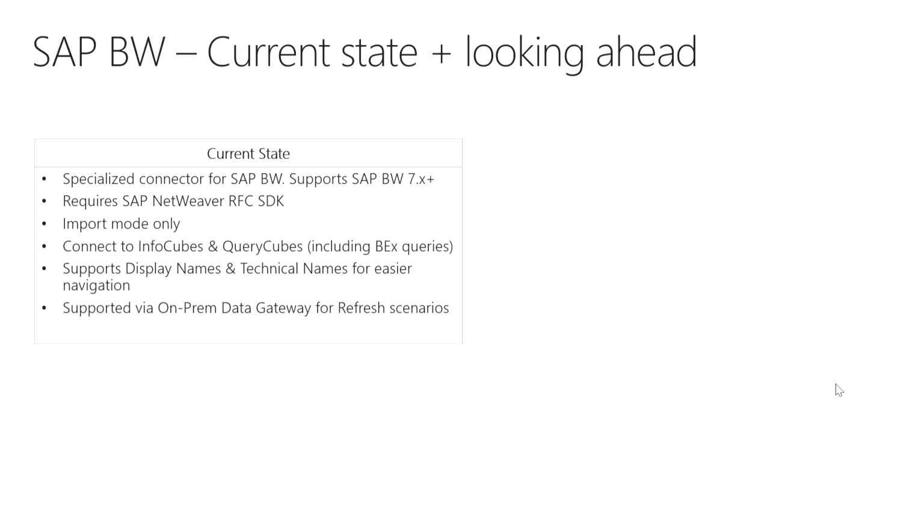The SAP BW connector allows you to connect to info cubes and query cubes, also to the BEx queries. And we support some rich SAP concepts like, for instance, display names and technical names. So you can turn on both, and as part of a navigator experience, you can see both names and easily search across both to find the right elements to select. And the last point here, as I was saying, on-prem data gateway support for refresh only, direct query coming in the next month or two.